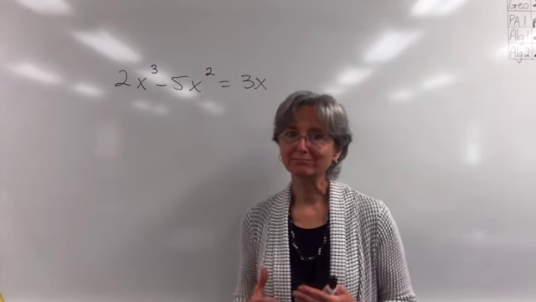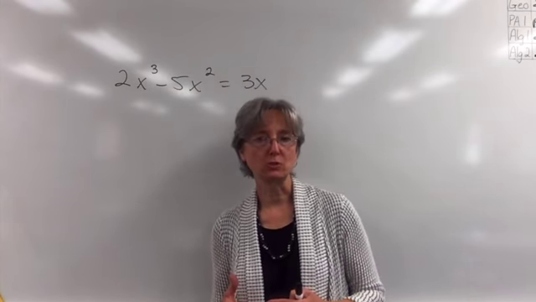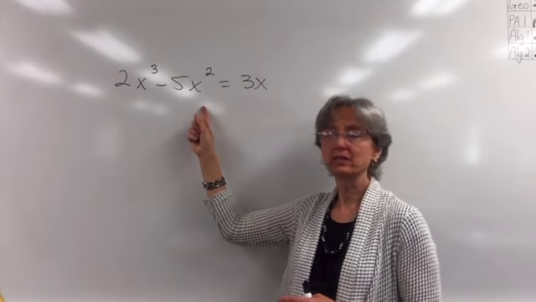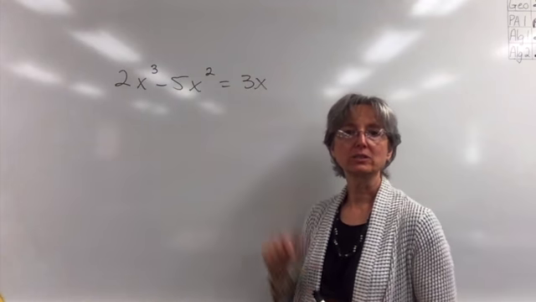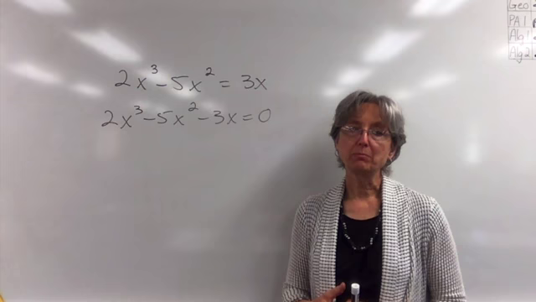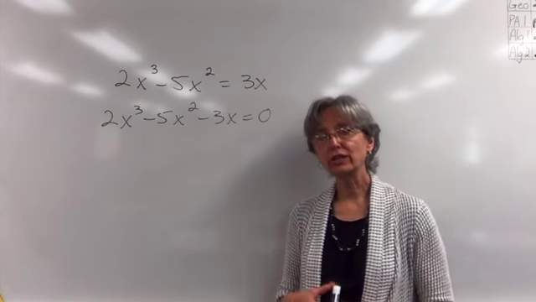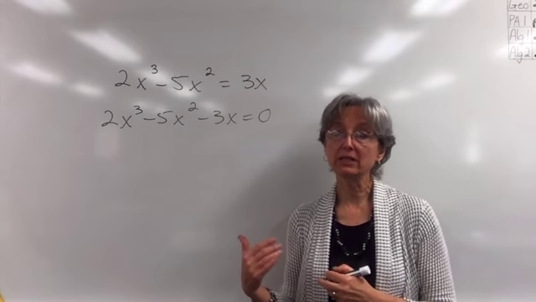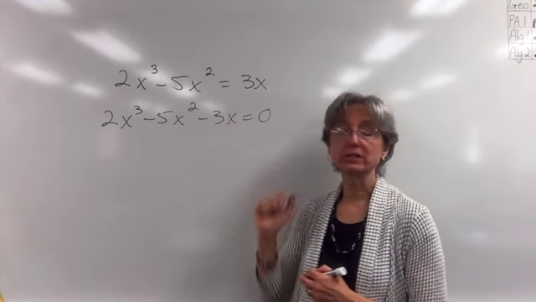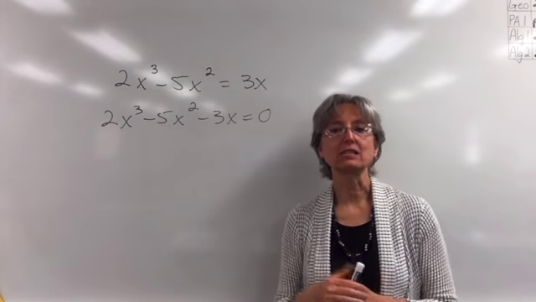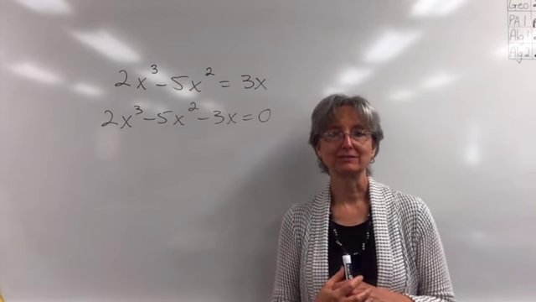Step number one, set the equation equal to 0. This one is not equal to 0, so we're going to move this 3x over here and set this equal to 0 to begin with. So let's do that. Next step is to factor. So look at your terms in your polynomial and see, is there something common that you can factor out of all three terms? And there is. Each one of these terms has an x in it. So let's factor out that x.